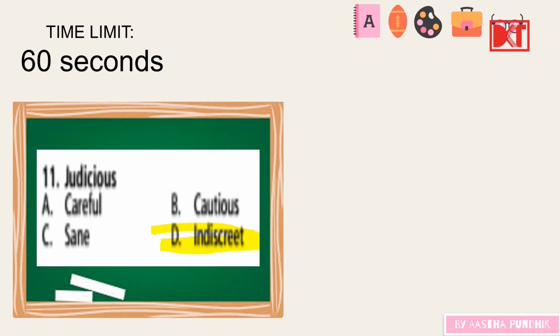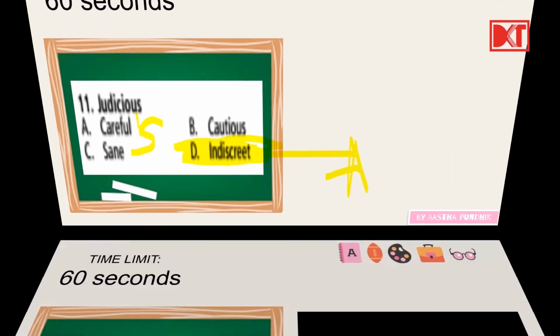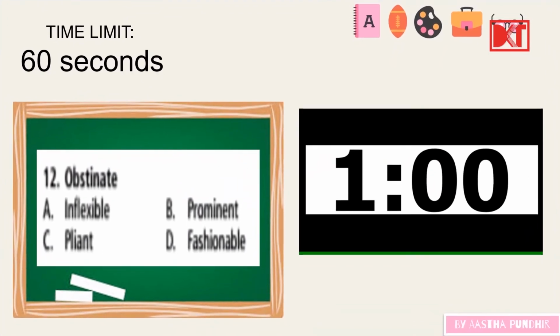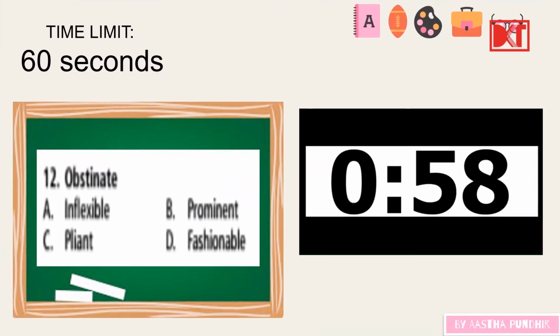Indiscreet is something that is done in a risky manner, and yes, something done very risky and carelessly. Okay. Others, judicious, careful, cautious, sane, these could be synonyms, whereas indiscreet is an antonym. So your time starts now.